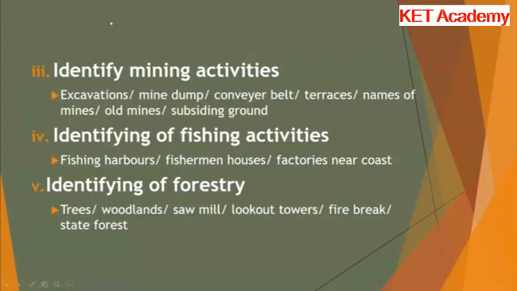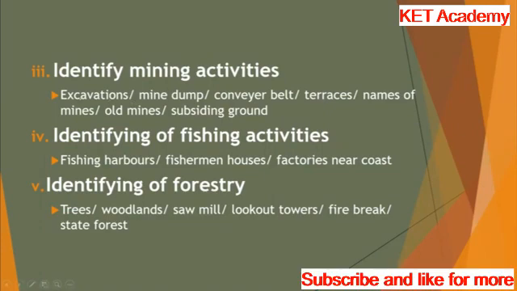How do we identify mining? Mining is also a primary economic activity. Here we are able to identify excavations, so diggings out of the ground. We are able to identify mine dumps. If you dig all this material out of the ground, it has to go somewhere, so they generally dump it in a mine dump. Conveyor belts you are able to spot on your map. Terraces, names of the mines, old mines, and your subsiding ground will all help you to identify where we have different mining activity.